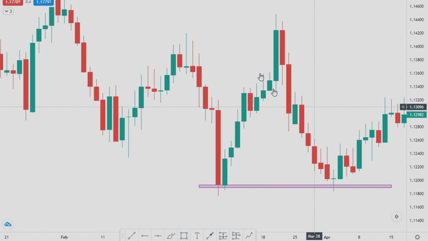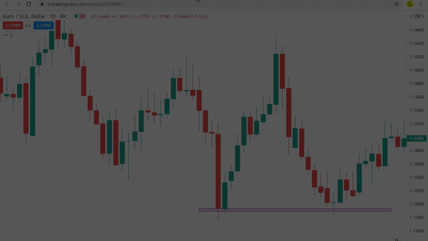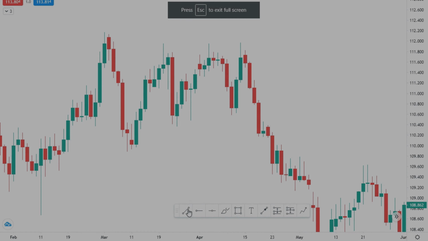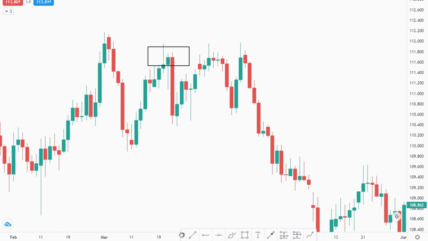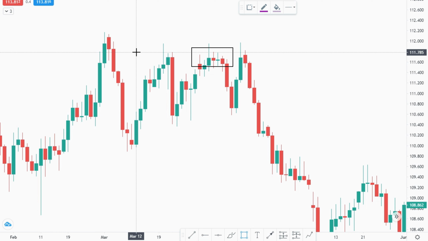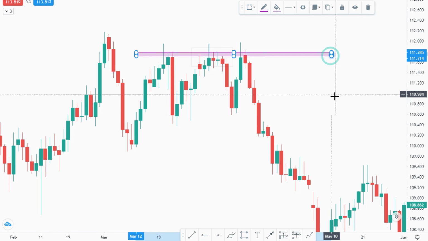Let's look at another example. Here, price came up, hit and reversed, giving us a good level of resistance. So we draw that in. Then price came back up to this level. We have multiple candlestick rejection patterns formed at the key level.